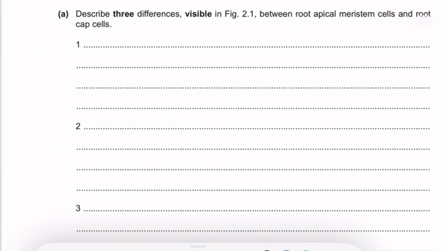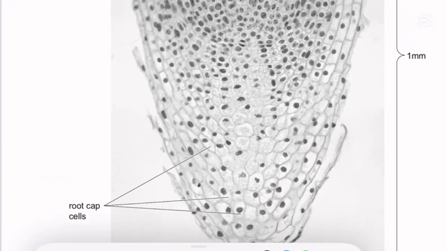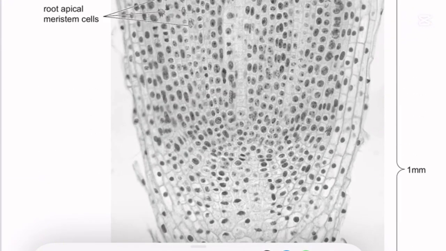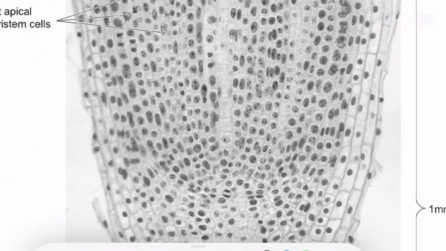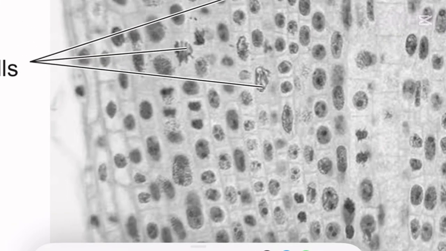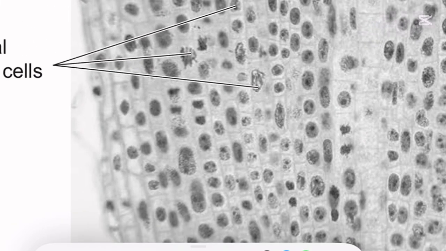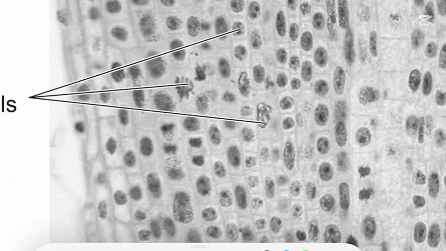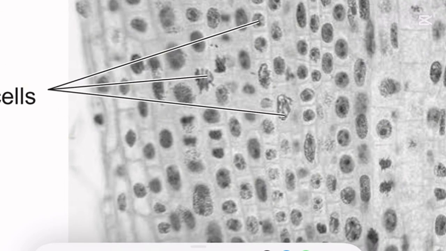Interesting. So describe three differences visible between the root apical meristem cells and the root cap cells. So here, make sure to refer back to the photo and let's compare. Now, as you can see here, we know that the root apical meristem cells, the ones they're pointing out very specifically, are in different stages of the mitotic cell cycle. So you can see some of them are in interphase, some in prophase, some in metaphase, and here I think this is anaphase because they're pulling apart.